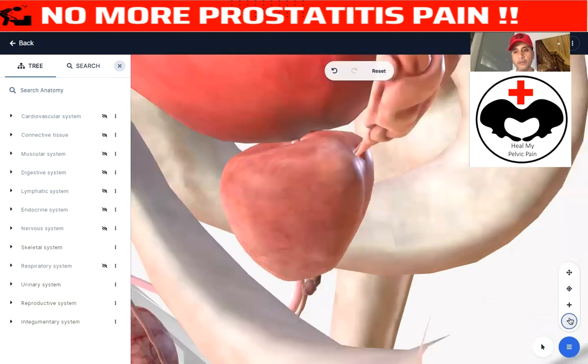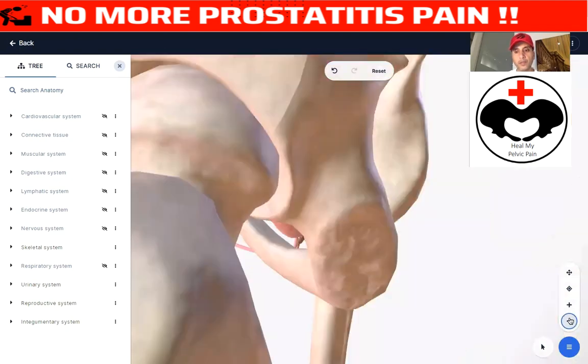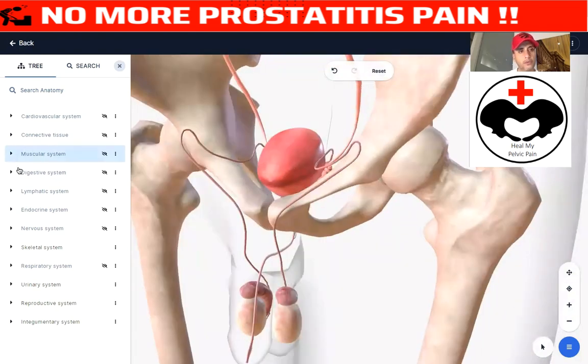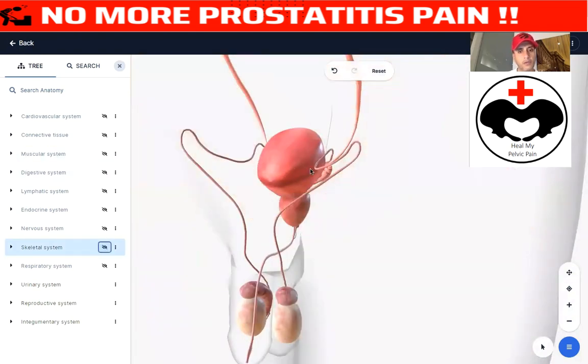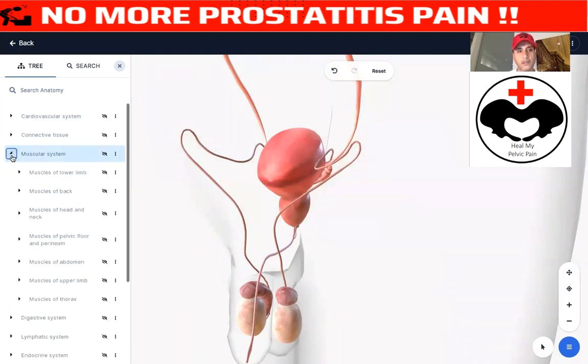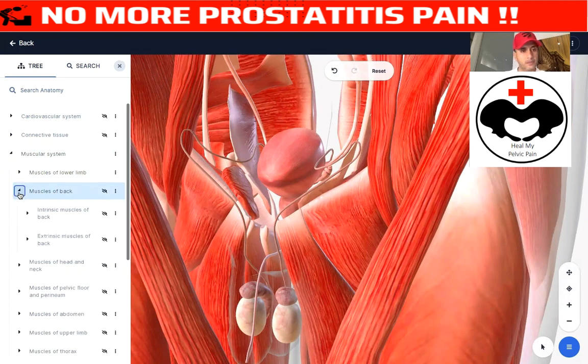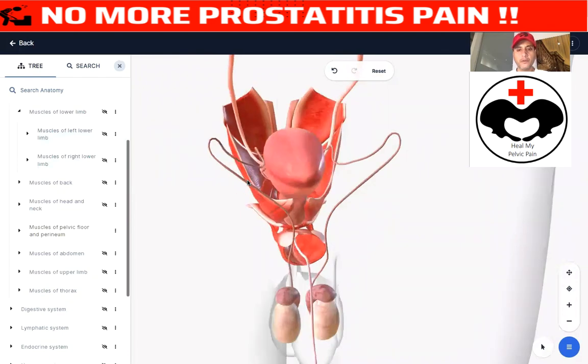So if I zoom out, I'm now going to remove all of the bones from the view, and add the pelvis muscles so we can see the muscles all together. That's probably too much of a view, so I will strip it out and just focus on the pelvis muscles only. Okay, so here we can see the pelvic floor muscles.